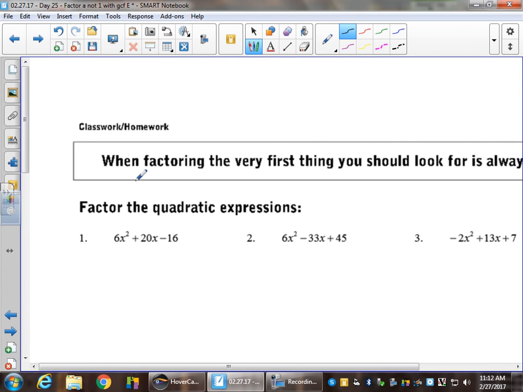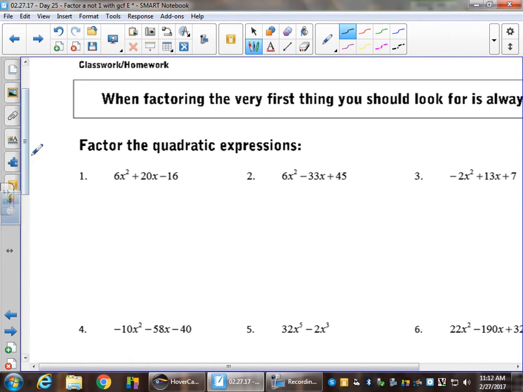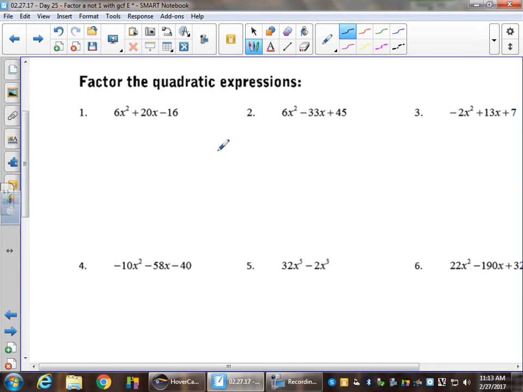Okay, so now we're moving on to a different type of factoring. We're taking everything we've been doing and applying it to this type of problem. Do we know how to pull out a GCF? Yes. Do we know how to factor when A is not 1 and A is prime, like what we did on Friday? Yes. All we're doing is doing both of those steps in one problem. So looking at number 1, 6x squared plus 20x minus 16.